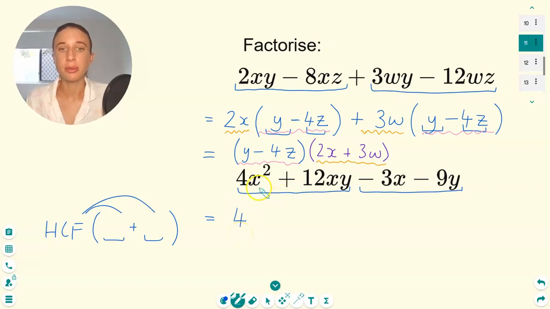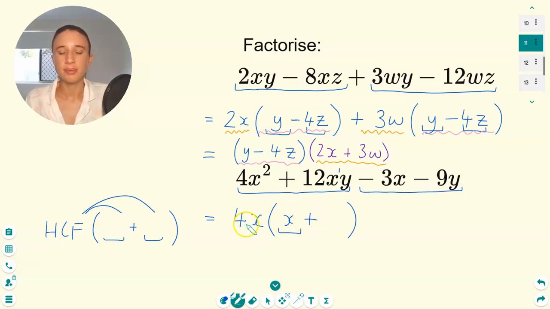Then look at your variables. What's the highest common factor of the x's? Well, x. Just take the one with the lowest power. And then there's nothing else in common between the two terms, right? So we can start putting it into that pair of brackets. 4x times what gives me 4x squared? Well, 4 times 1 is 4. x times x is x squared. Then we need to work out the second number.